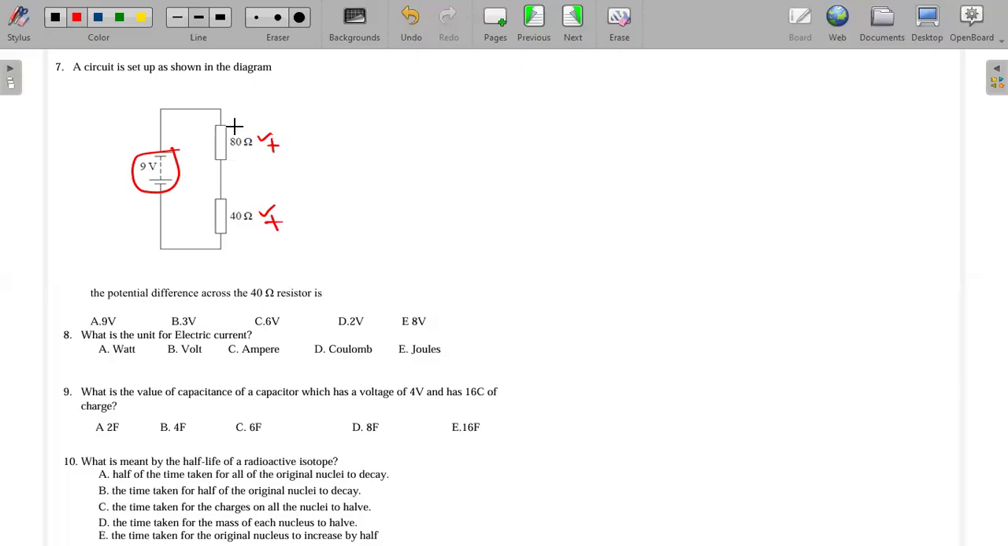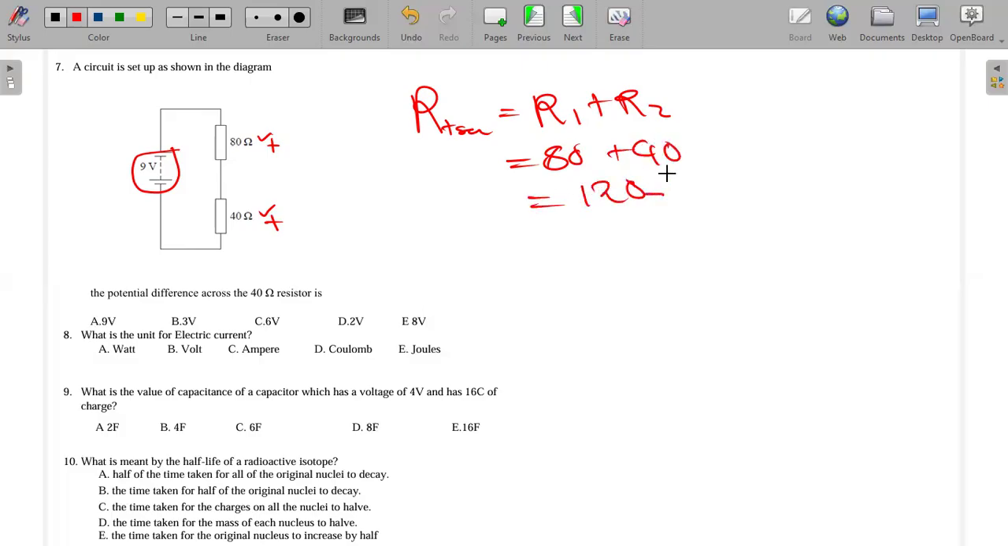As simple as that. So the first thing that we're going to do here is find the total resistance. R total in series is just equal to the sum of the resistors that we've been given. In this particular case, it will be R1 plus R2. So this will be equal to 80 plus 40 ohms. Hence, my total resistance will be equal to 120 ohms like this.